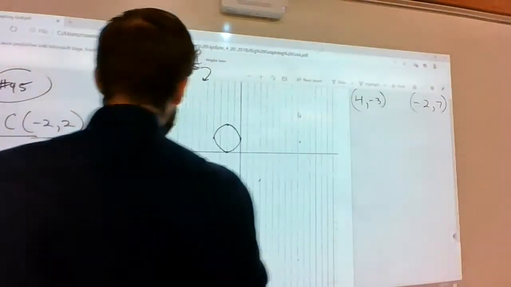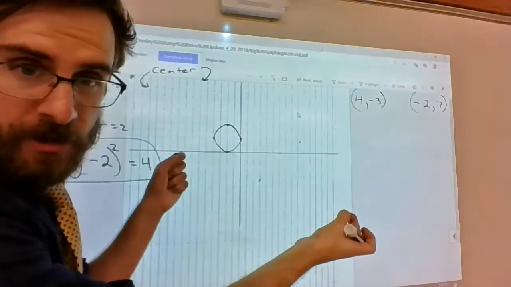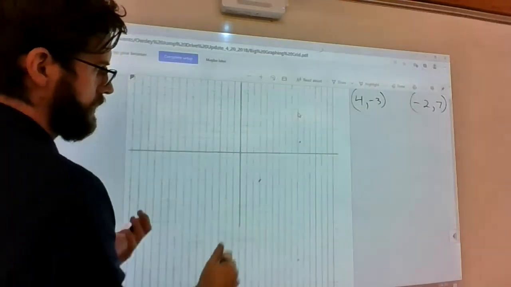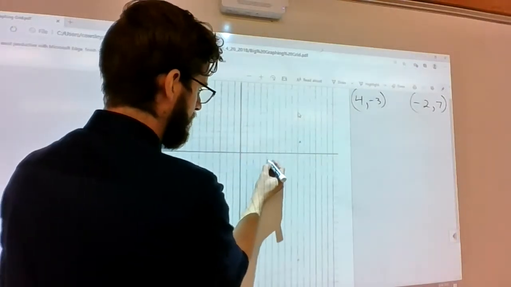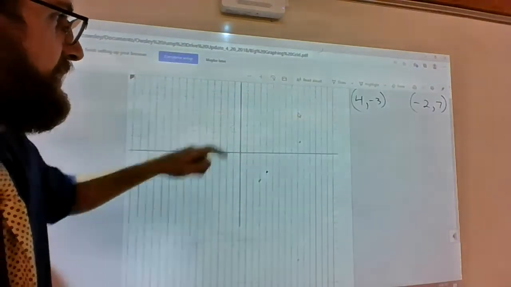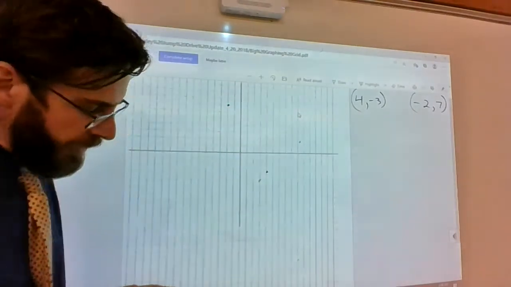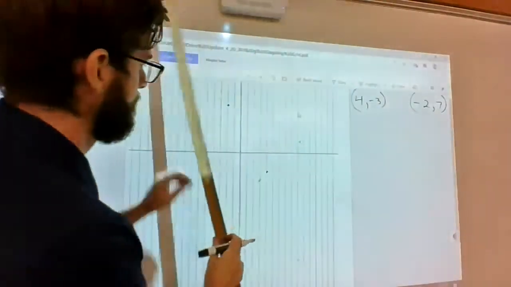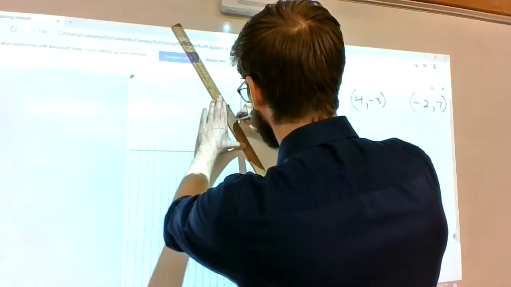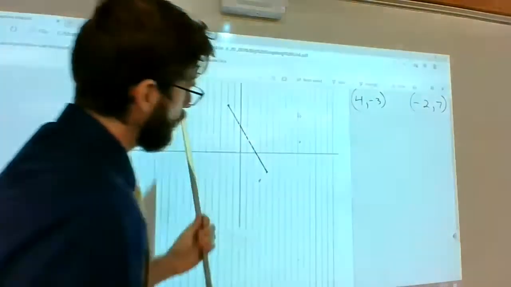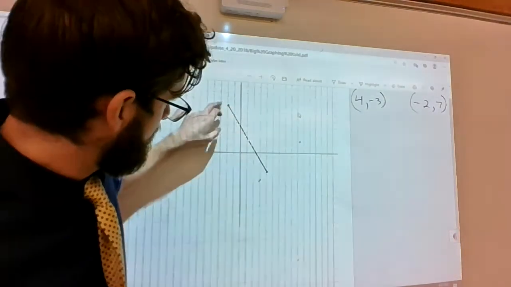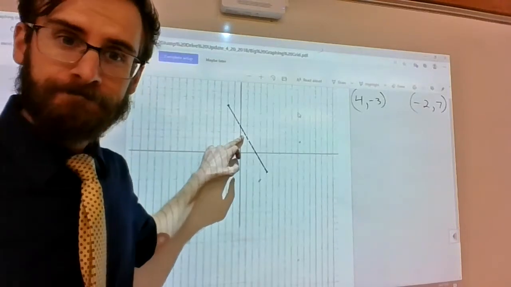So if this represents the endpoints for a diameter of the circle, let's just visualize it. Over 1, 2, 3, 4, down 1, 2, 3. Left 2, up 1, 2, 3, 4, 5, 6, 7. All right, so really, what do we got here? We've got this imaginary line in which the center is the midpoint of it.